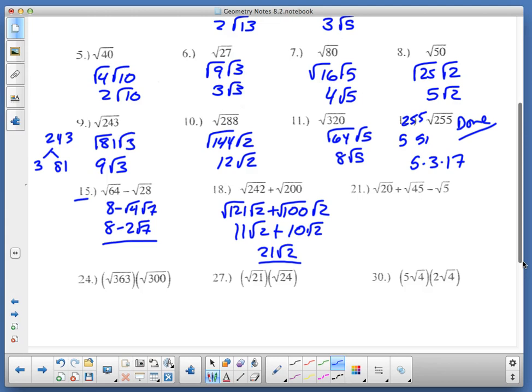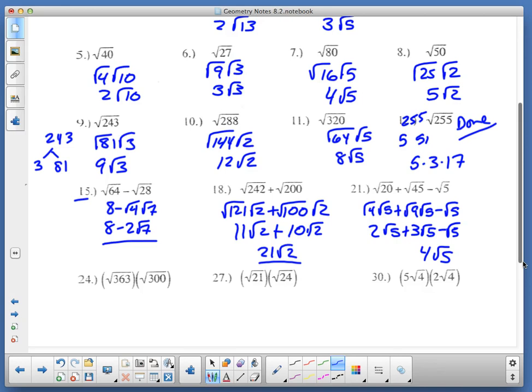In the next one, I have the square root of 4 the square root of 5, plus the square root of 9 the square root of 5, minus the square root of 5. I have 2 the square root of 5, plus 3 the square root of 5, minus 1 square root of 5. And now I have 5 minus 1, which is 4 the square root of 5 for my final.